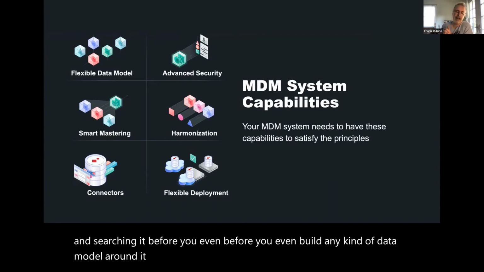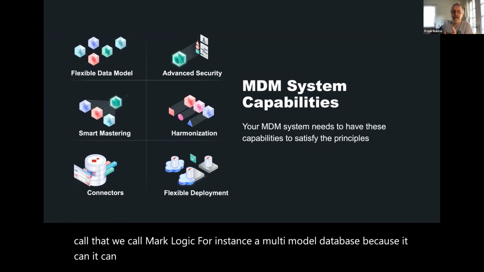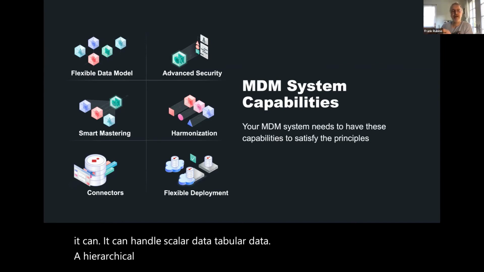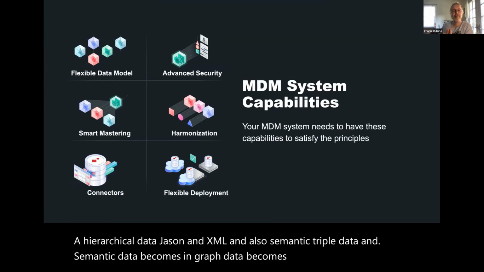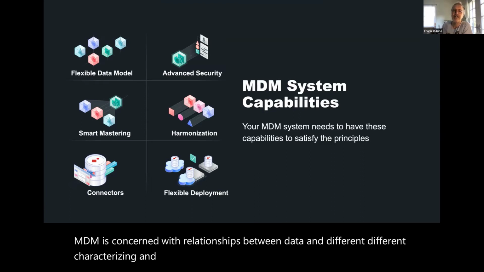And also handling multiple forms of data. So we call MarkLogic, for instance, a multi-model database because it can handle scalar data, tabular data, hierarchical data like JSON and XML, and also semantic triple data. And semantic data and graph data becomes really important because MDM is concerned with relationships between data, and characterizing and enabling the exploration of the data through those relationships.